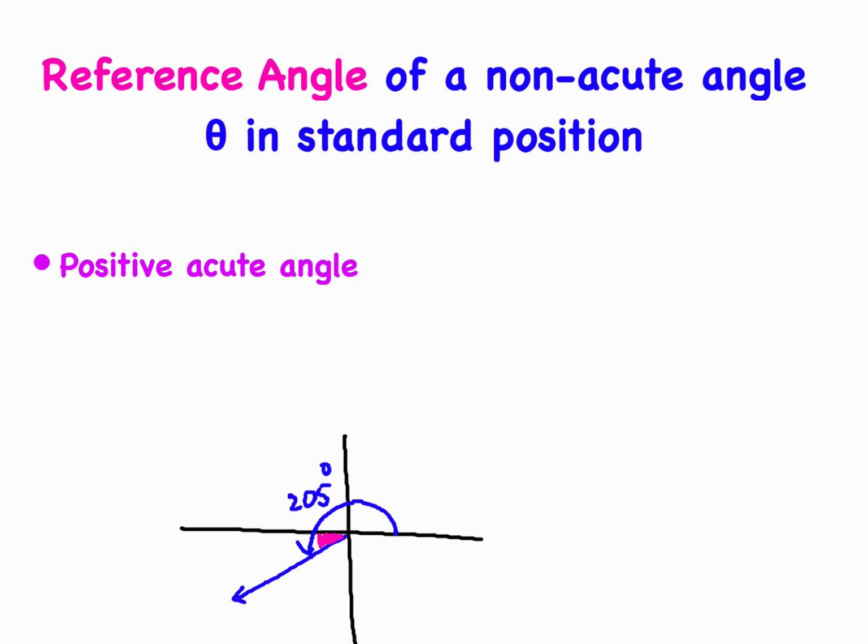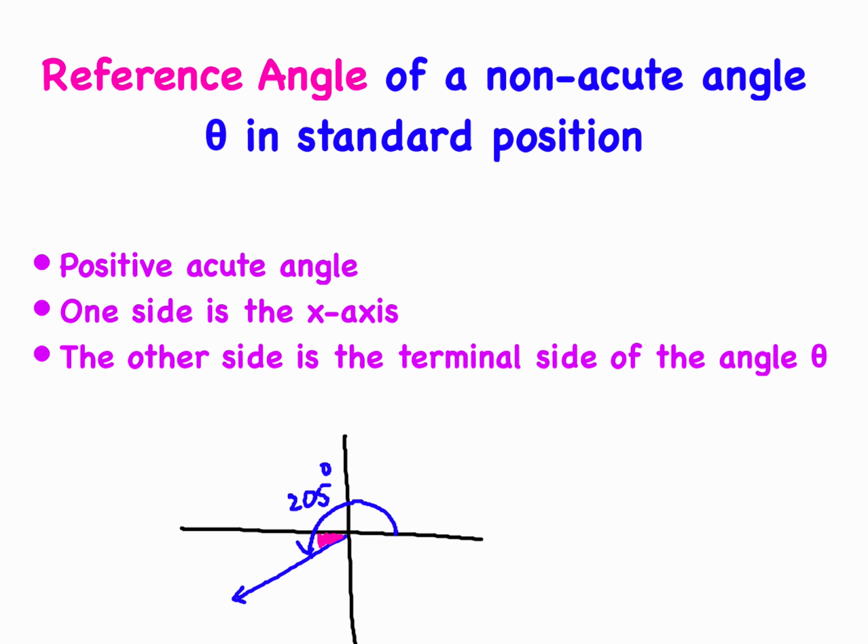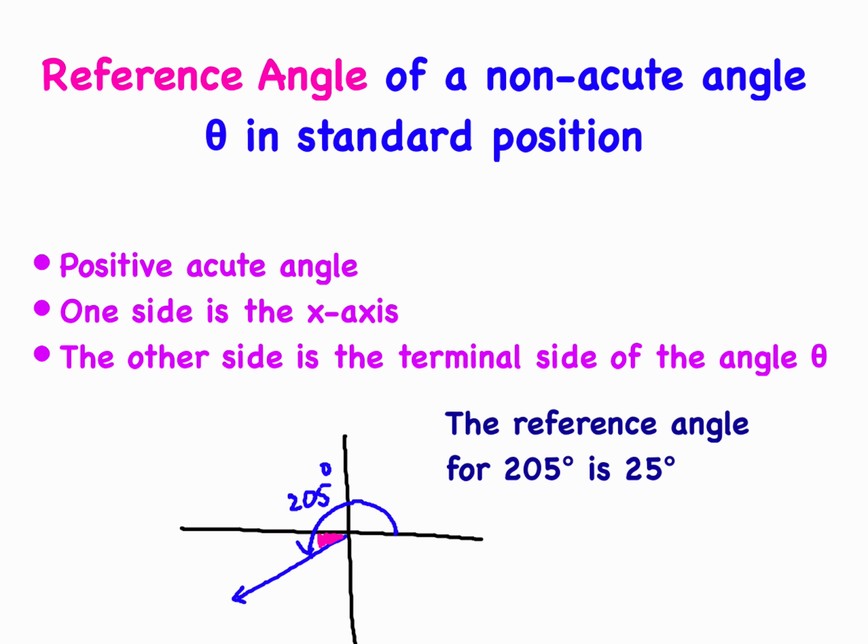Well, that reference angle is a positive acute angle. So remember, we're looking at the pink part. One side of the reference angle is the x-axis. Can you see that? And where's the other side? The other side is the terminal side of the angle that we're talking about, in this case 205 degrees. So the reference angle for 205 degrees is 25 degrees.